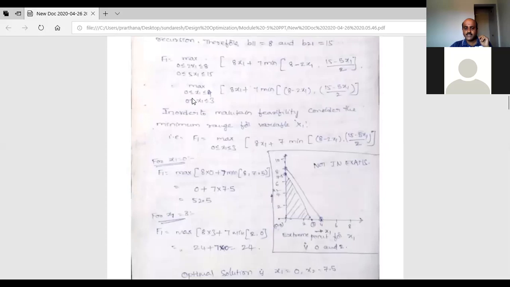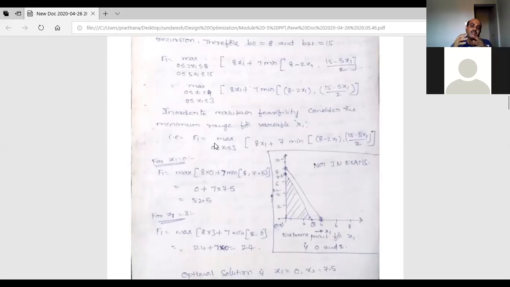Therefore, we are going to consider the minimum range of x1 here and solve the problem. So the minimum range is x1 lying between 0 and 3. Therefore, we rewrite the recursive function f1 as maximizing where x1 lies between 0 and 3, and the rest of the equation remains the same: 8x1 plus 7 of the minimum of 8 minus 2x1, comma, 15 minus 5x1 by 2. This is the final equation for us.